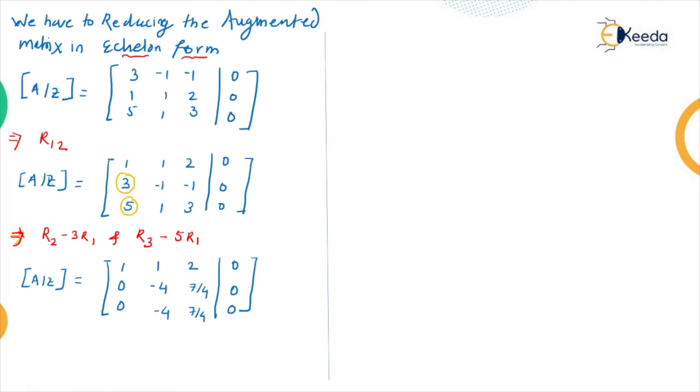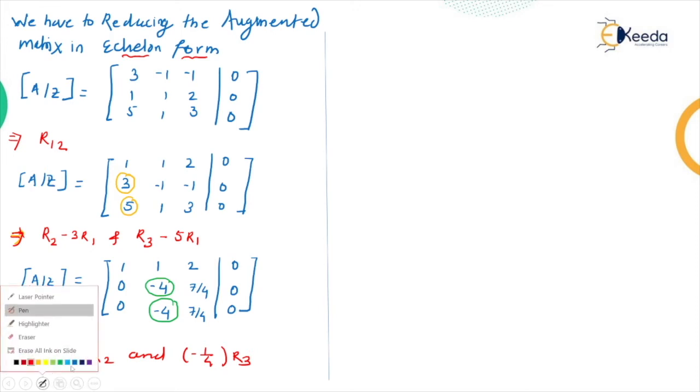Now observe the second row. You make that -4 a +1, and you also have to make these other elements 1. So the next operation we perform is -1/4 times R2 and -1/4 times R3. Then let's see what we get in the augmented matrix.